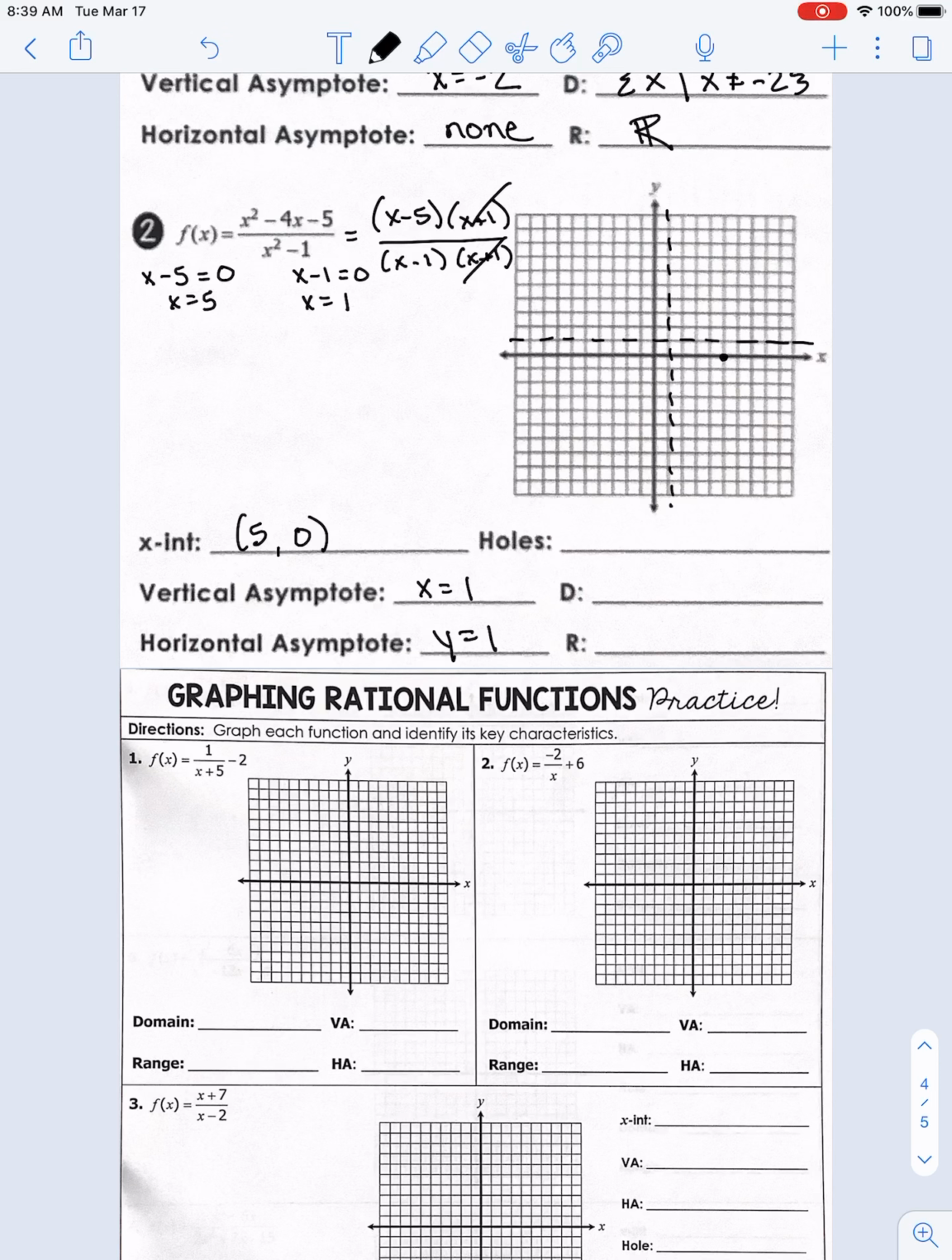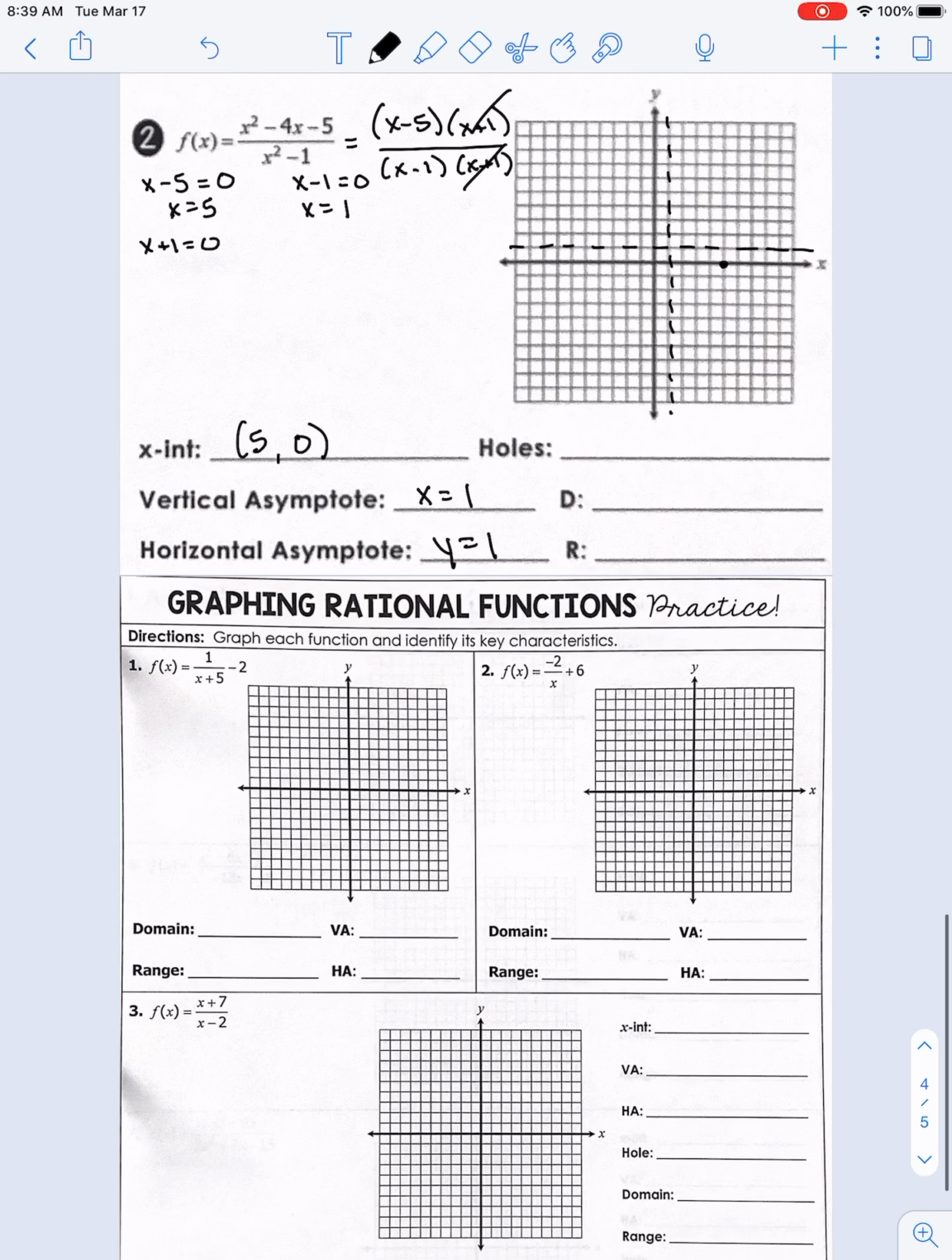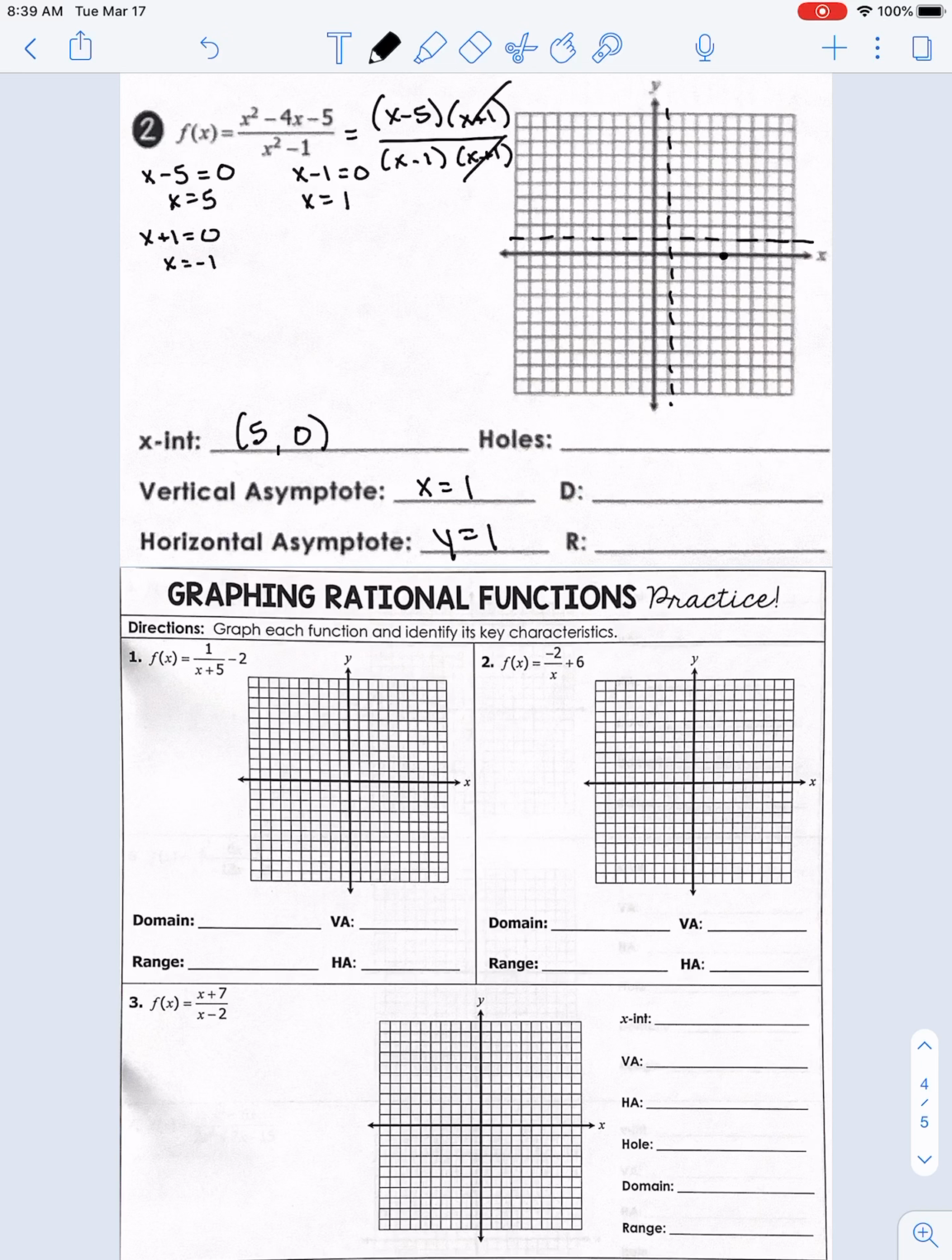So my last analysis before I do a data table is figuring out this hole, because we have a common factor. So if I set the common factor equal to 0, x plus 1 equals 0, I get that the x-coordinate is negative 1. I can now plug that into the simplified equation to figure out what the y is equal to. So I have f of x is equal to x minus 5 over x minus 1. So if I plug in negative 1, I get negative 1 minus 5 over negative 1 minus 1. So I get negative 6 over negative 2, which is a positive 3.